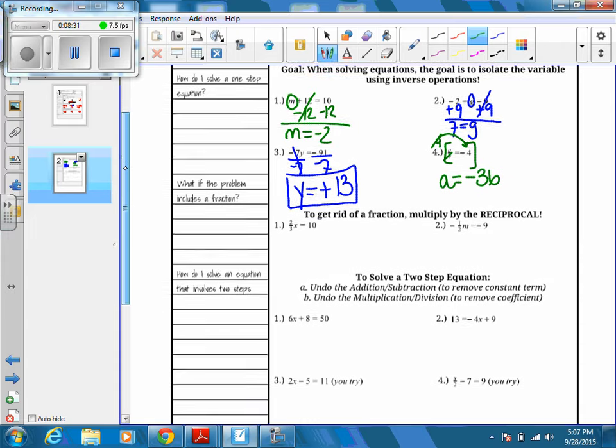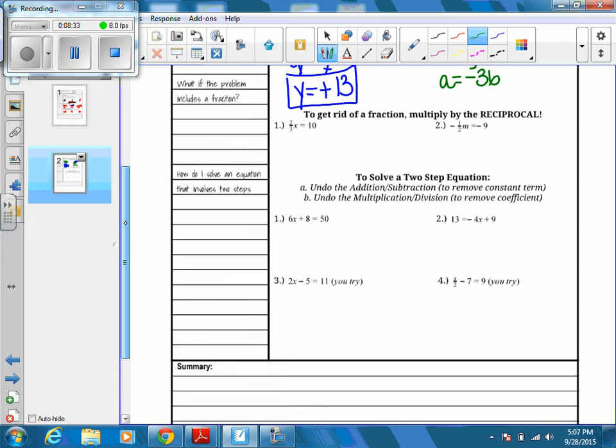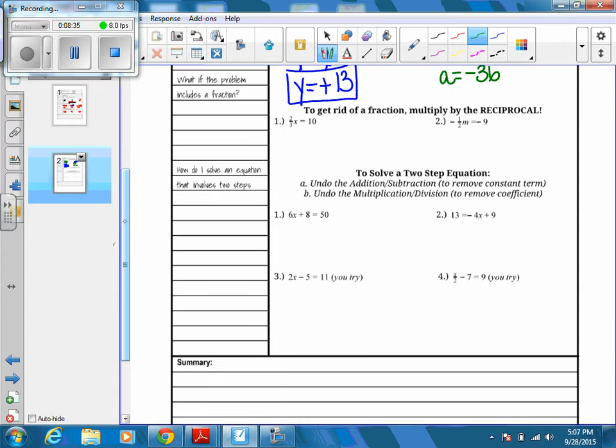Still moving along, let's look at the next part. It says to get rid of a fraction, we have to multiply by the reciprocal. Now we should remember what a reciprocal is. It's just when we flip the numerator and the denominator of our fractions. So if I look at number 1, it says 2/3 x equals 10. The reciprocal of 2/3 would be 3/2. All I did was switch my numerator and my denominator.